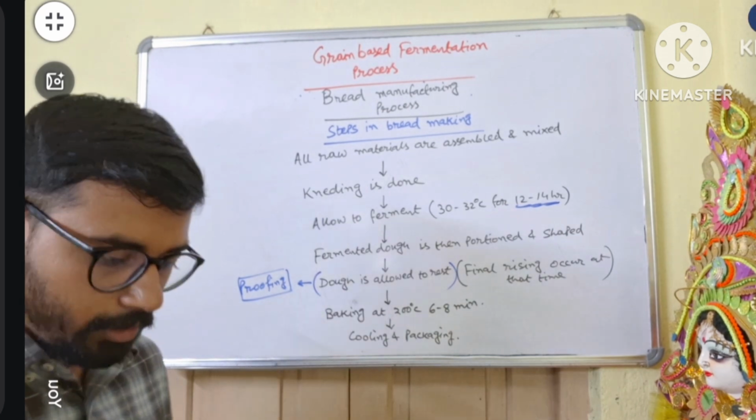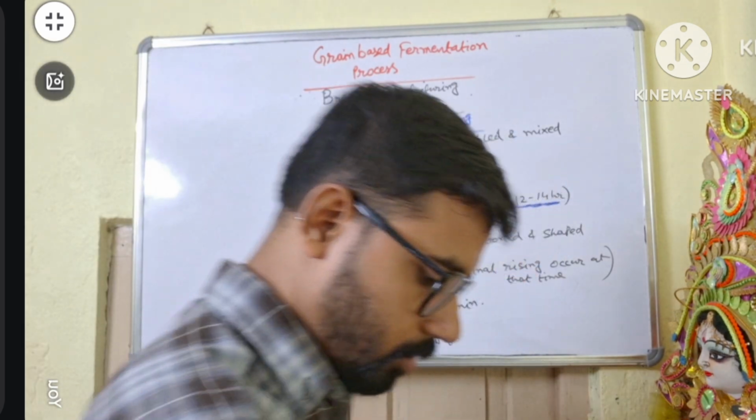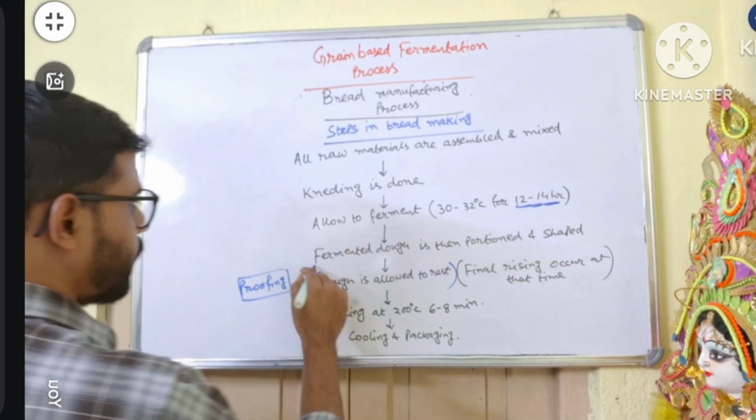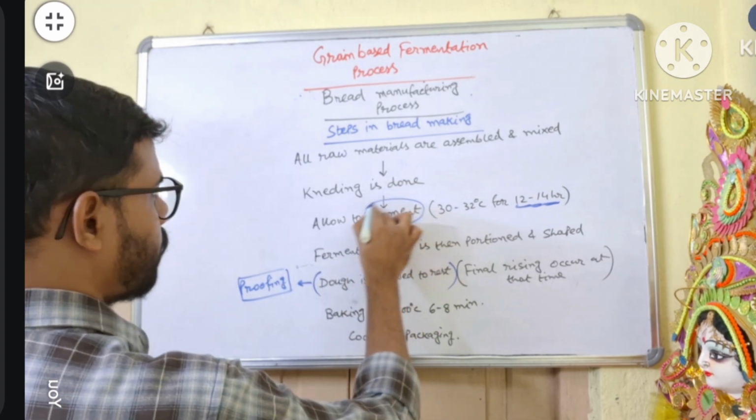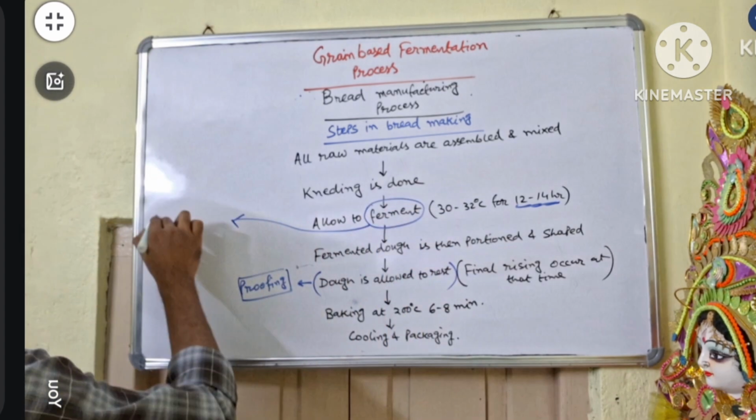Online students, clear? Okay. The fermentation here occurred, the reaction is allowed to ferment. What type of fermentation occurred here? Alcoholic fermentation.